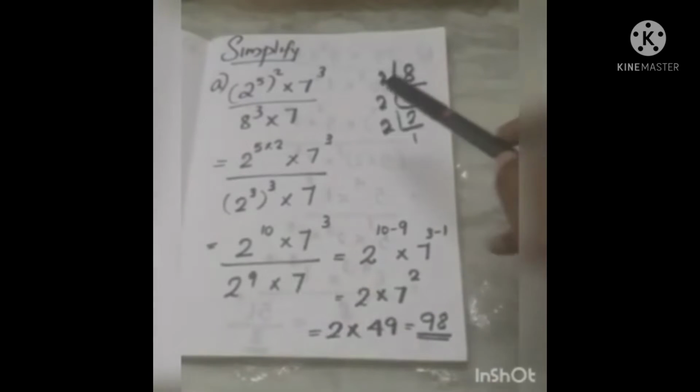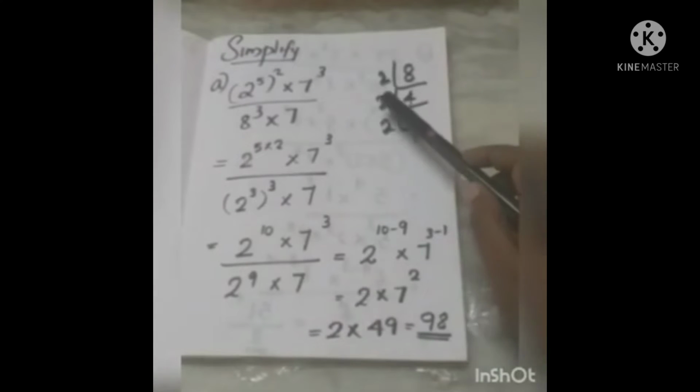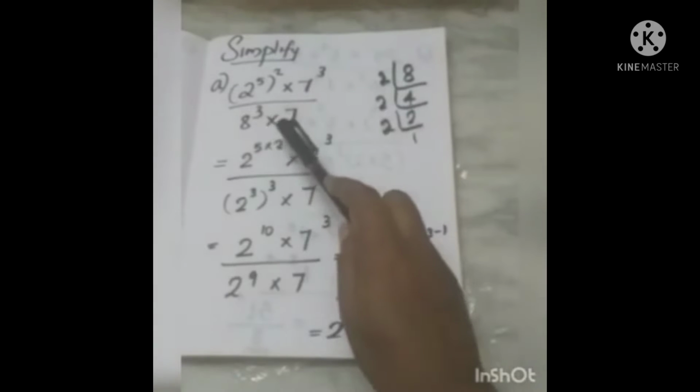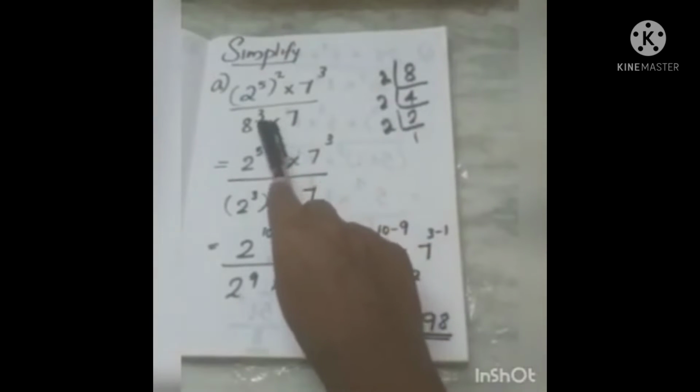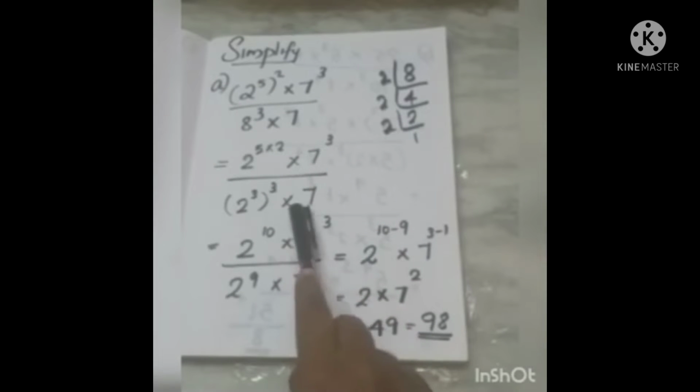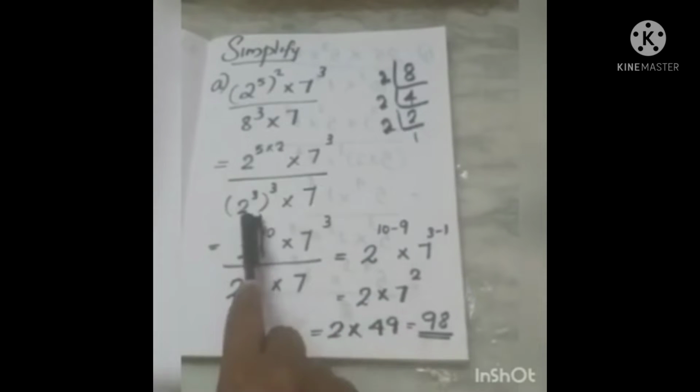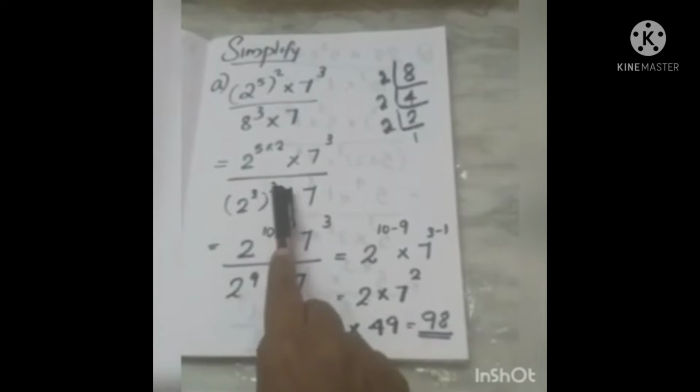When we prime factorize 8, we get 2 into 2 into 2, that is 2 raised to cube. So instead of 8 I wrote 2 cube. Then already one power is there for 8, isn't it? What is that? Cube. So that whole cube into 7. Again we are having a power of a power. What is that? 2 cube whole raised to cube.